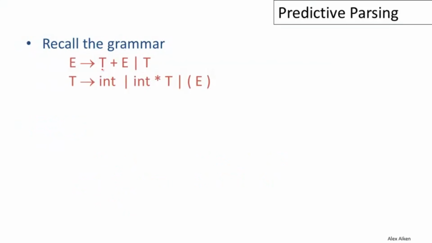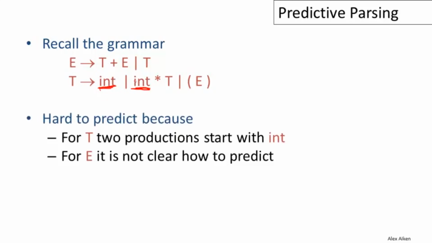Let's take a look at our favorite grammar, the one we've been using for the last couple of videos. We can see an issue here with using this grammar for a predictive parser. Take a look at the first two productions for T. They both begin with int. And so if I tell you that the next terminal in the input stream as we're parsing along is an integer, that doesn't really help you in trying to distinguish between these two productions and deciding which one to use. So in fact, with only one token of lookahead, I can't choose between these two productions.